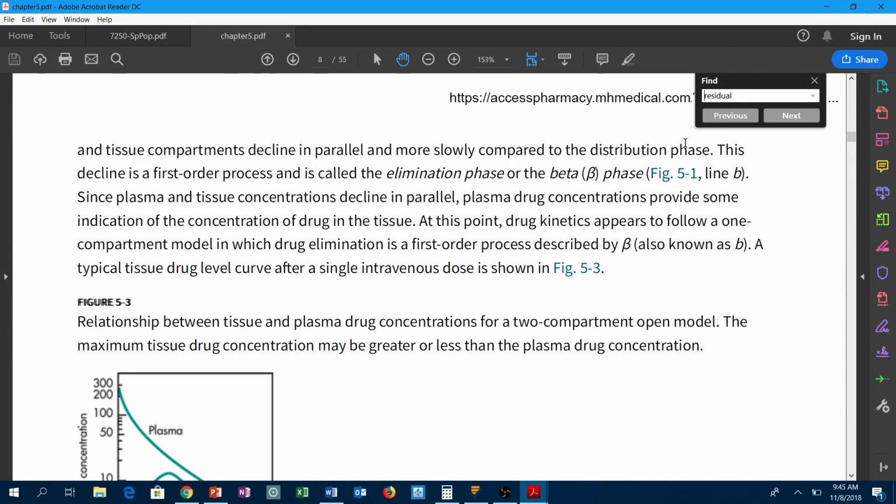So the net transfer between the central and the peripheral compartments is equal. That's not saying there's no rate, or that the rates are equal, just the net transfer. And then what is this dotted blue line here? This is residual, letter F, the residual line. And what did we say this was for? The beta phase.